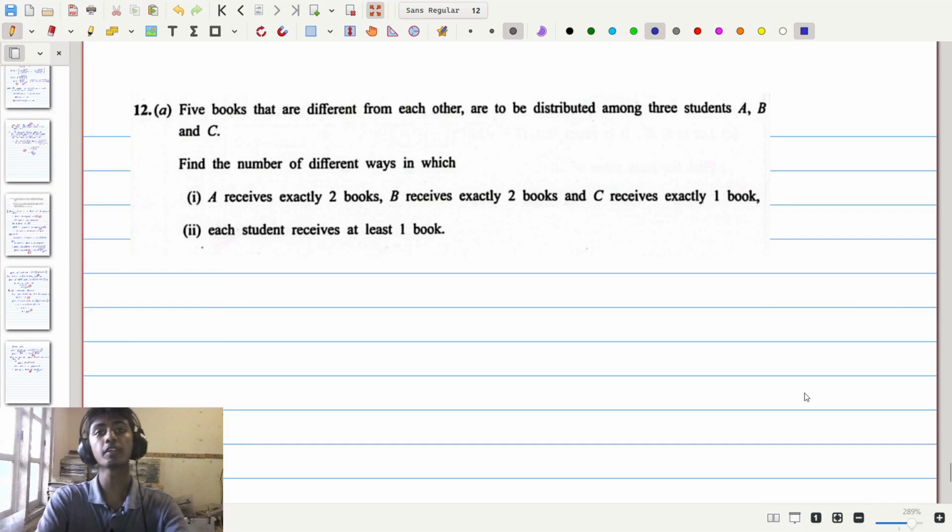2025 A-Level Combined Mathematics Paper 1 Part B Question number 12 Part A. Part B of the same question will be discussed in the next video. Part A has to do with permutations and combinations.